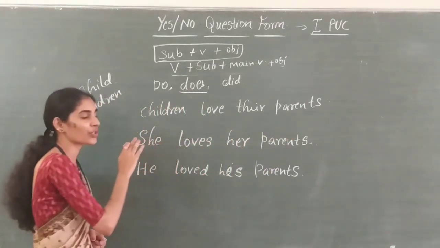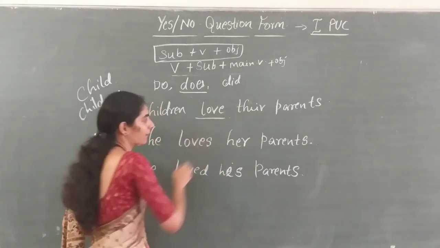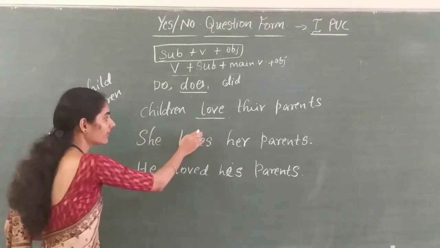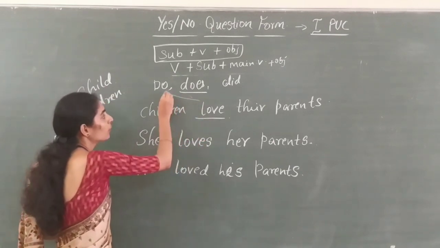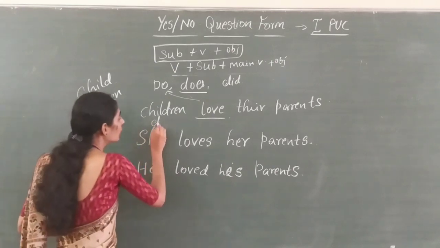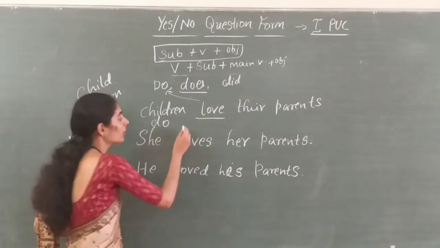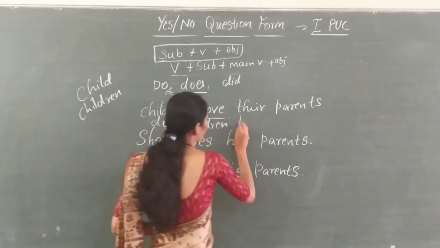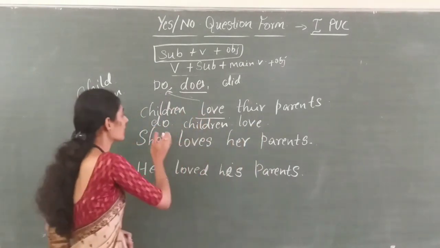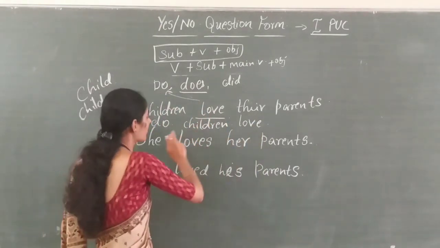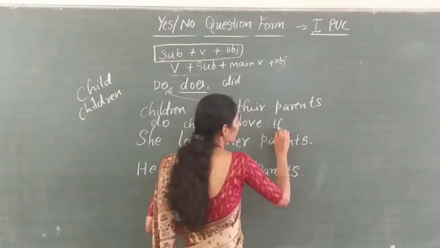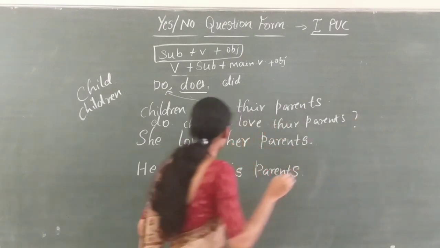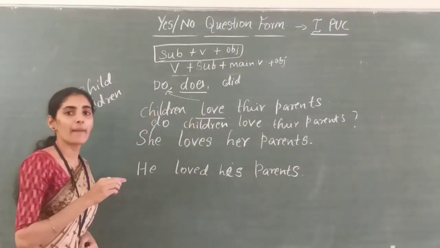So in this sentence, which is the main verb here? Love. As I said, this is in the present tense. So when the verb or the sentence is in the present tense, then it takes the do form. Right. So now, do children love. Just add do and then write as it is. Do children love their parents?